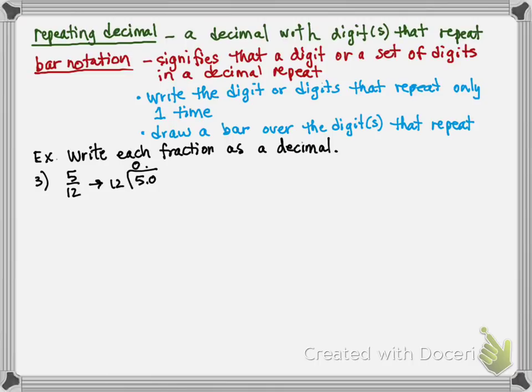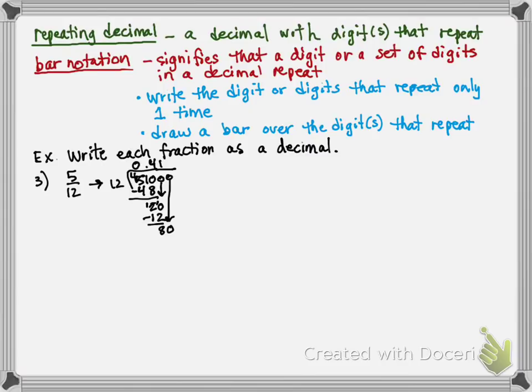So 12 goes into 50 4 times, which is 48. And when I subtract, I get a difference of 2. So I'm going to keep bringing down one 0 at a time to continue dividing until I either terminate or repeat. So 12 goes into 20 only one time, which is 12. And when I subtract, I get an 8. So then I bring down a 0.